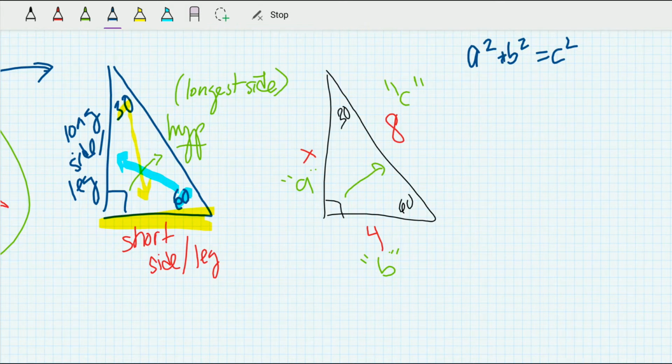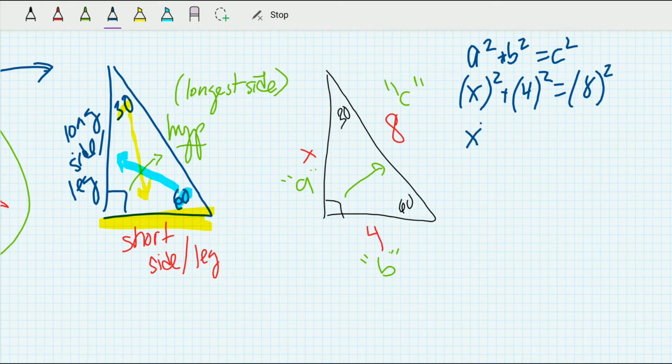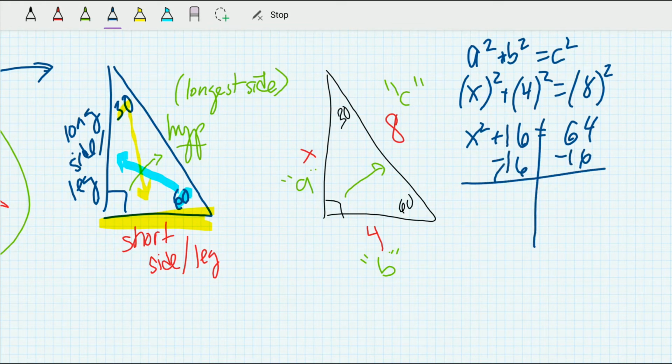A, in my case, I put it as x. B, I put it as 4. And then C, I put it as 8. Okay, so we just do the work. We get x squared plus 16 equals 64. And now we're just isolating the x. So we get x squared equals, I believe that is 48. Let me check my math. 64 minus 16, yeah, 48. Then the next step is square root on both sides. x is equal to the square root of 48.